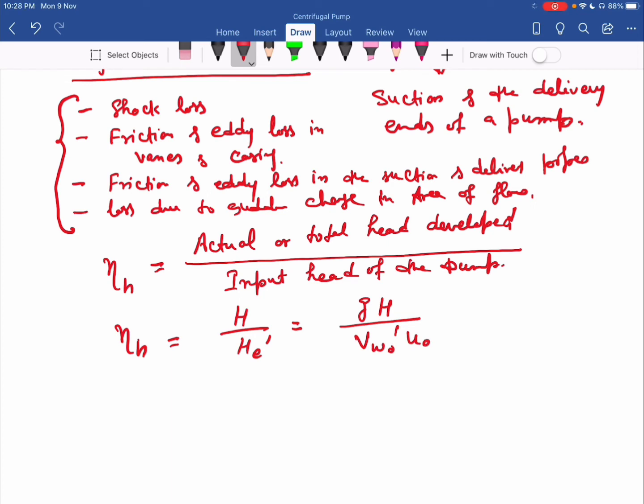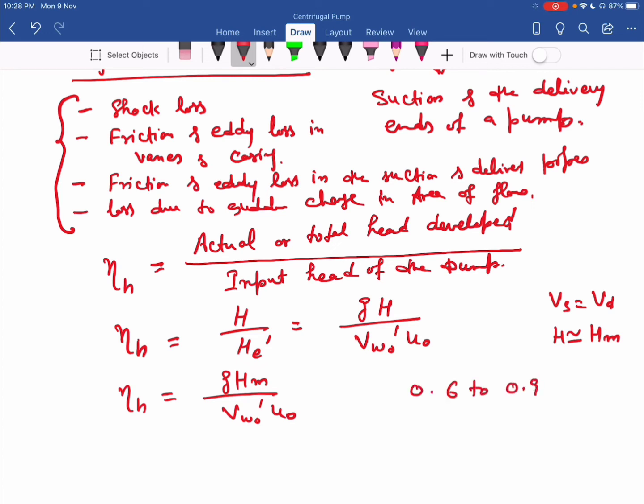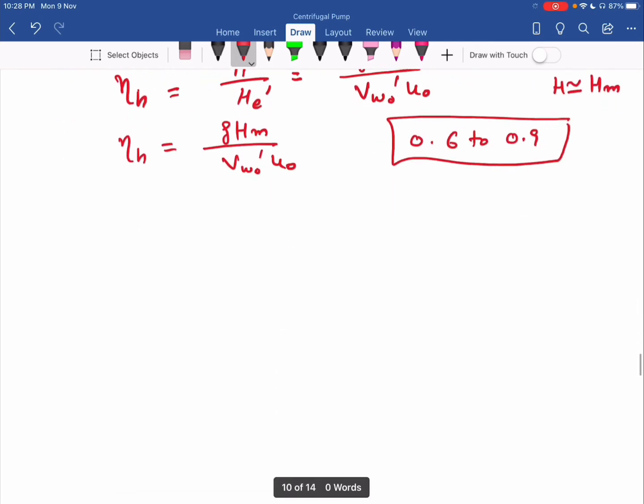Now if Vs is equal to Vd, velocity in suction pipe equal to velocity in delivery pipe, so my H is approximately equal to Hm. So I can also write hydraulic efficiency as equal to G Hm divided by VWO dash UO. And its range is from 0.6 to 0.9. 60% to 90% is the range for hydraulic efficiency. The next is the manometric efficiency.